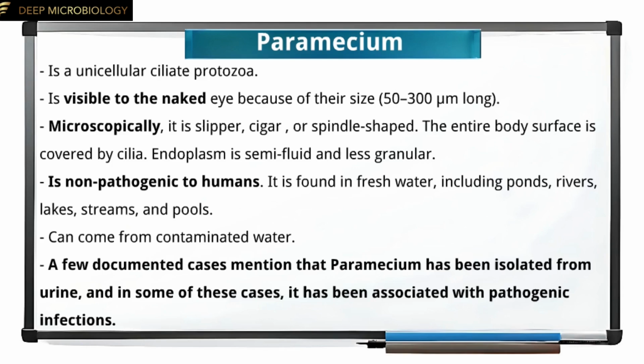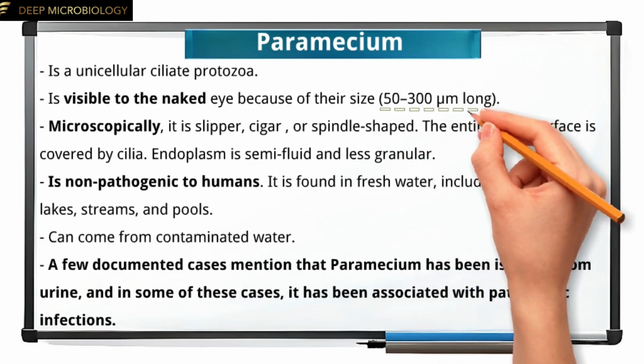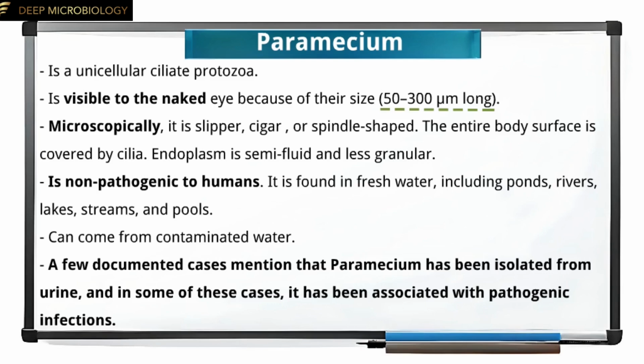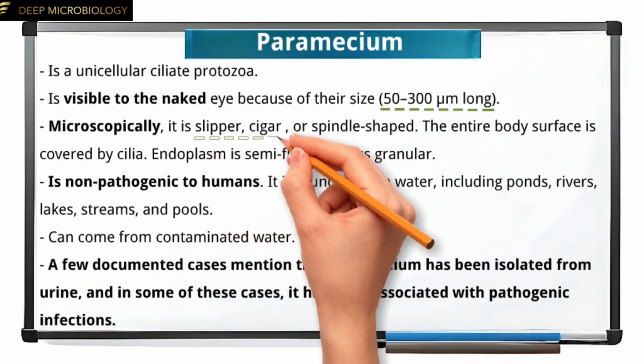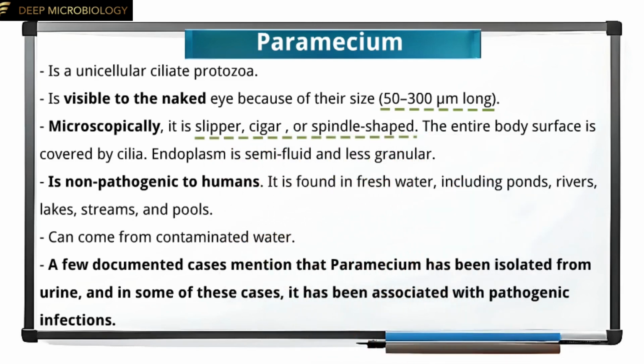7. Paramecium is a unicellular ciliate protozoa. Paramecium species are visible to the naked eye because of their size, 50 to 300 micrometers long. Microscopically, it is slipper, cigar, or spindle-shaped. The entire body surface is covered by cilia. Endoplasm is semi-fluid and less granular.